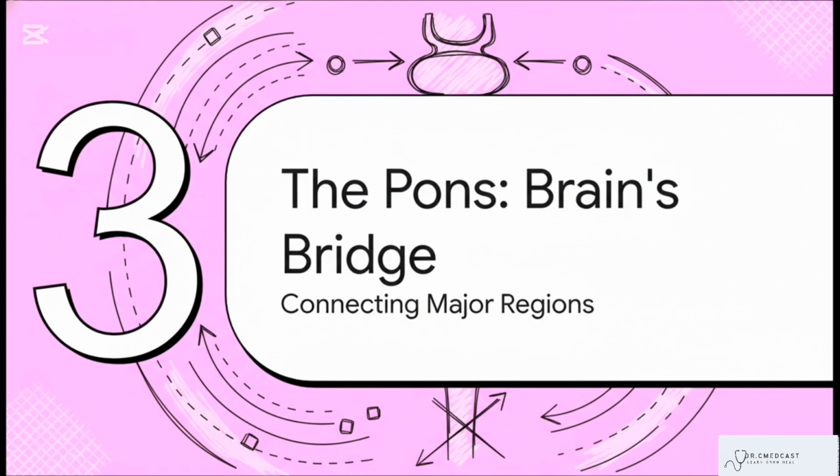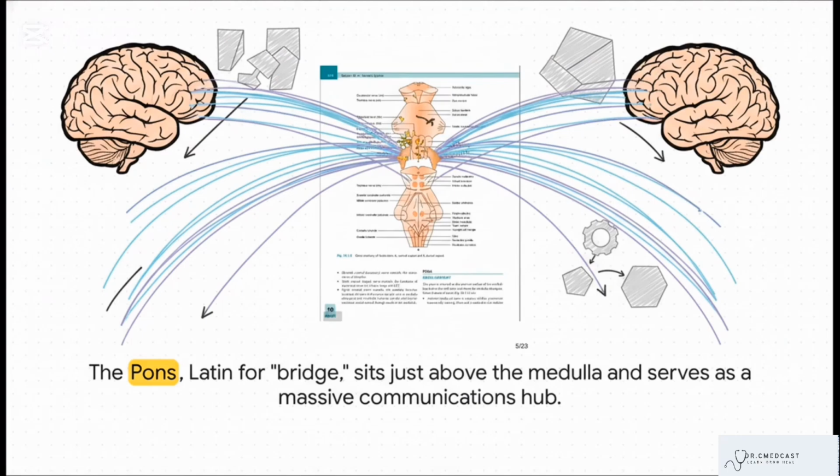our brainstem highway to the next major structure, the pons. Its name in Latin literally means bridge, and that's the perfect way to describe it. It sits right on top of the medulla, and it's basically a massive communications bridge connecting different parts of the brain with each other and with the spinal cord below.